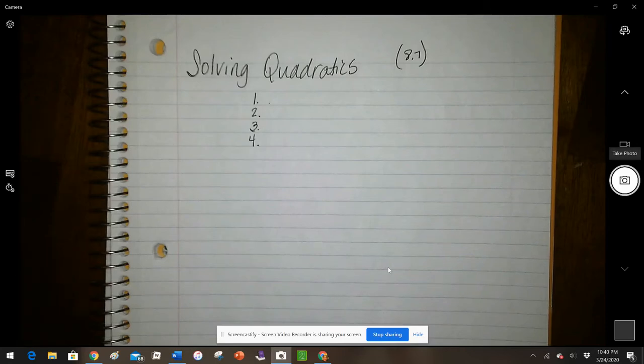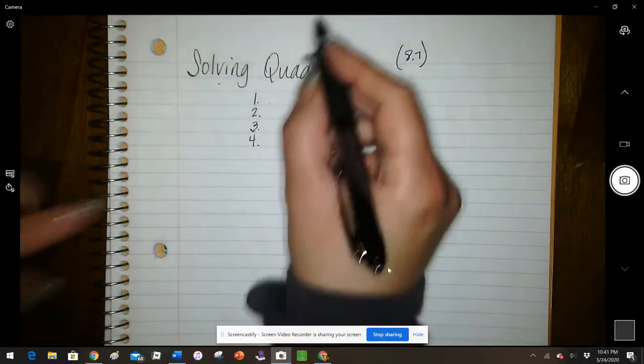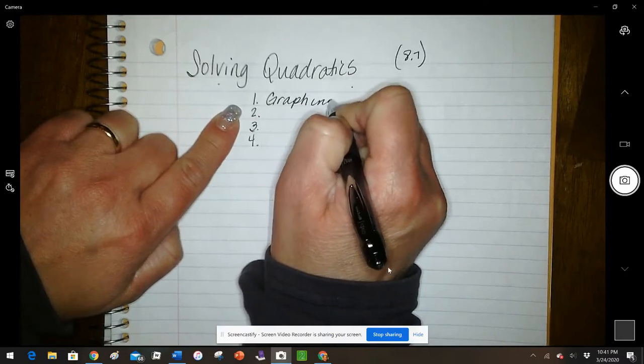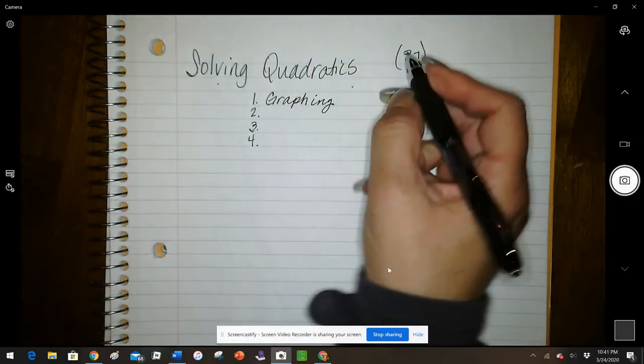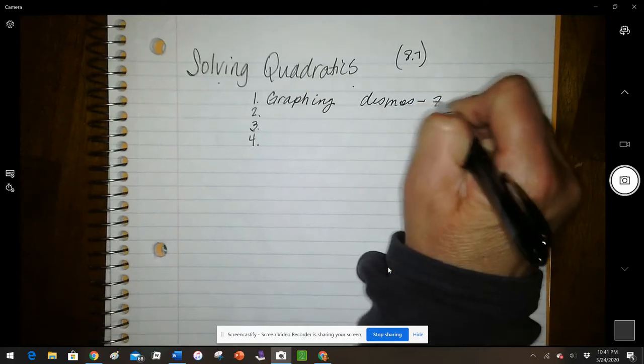Hey, alrighty guys. We have so far been solving quadratics. On Monday, you should have solved quadratics by graphing. This is when you use Desmos and you found the zeros, right? That's what you were doing for that one, okay?